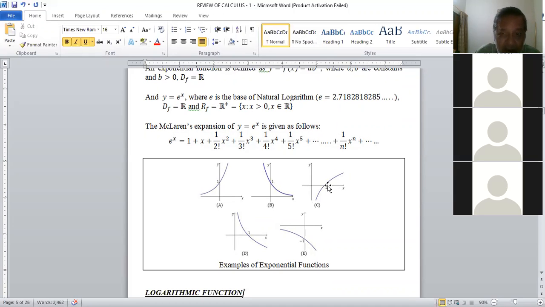This is something else. Guess what it is? This is log. That's good.